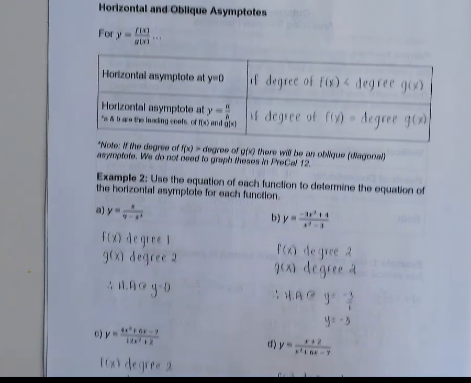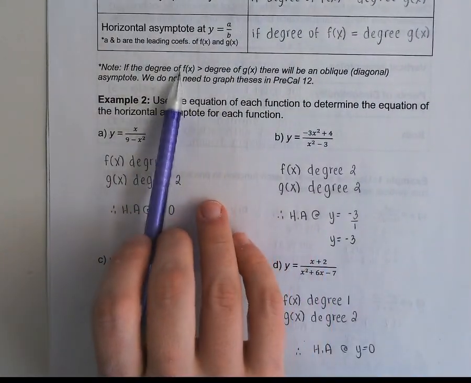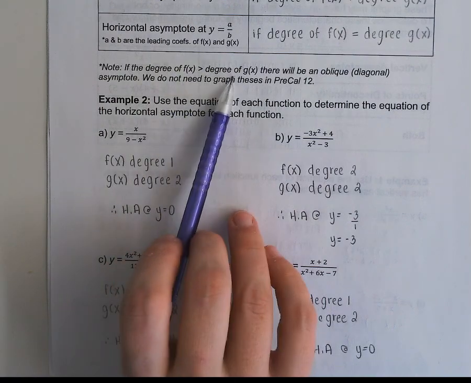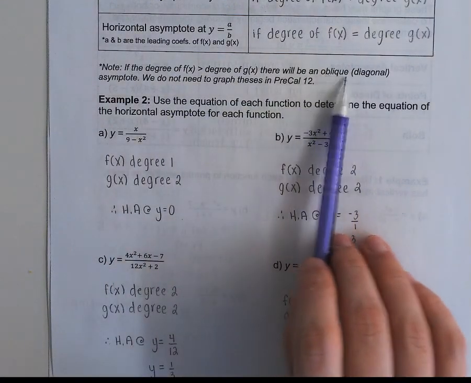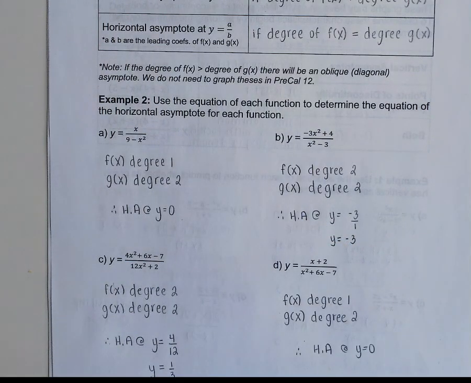So, if we look at some examples of this, you'll notice I have a note here that says if the degree of the top is larger than the bottom, it leads to an oblique or diagonal asymptote. This is not something that we need to worry about in grade 12 pre-cal. If you're interested in it, you can always look it up. It's kind of neat, but that is a calculus topic.